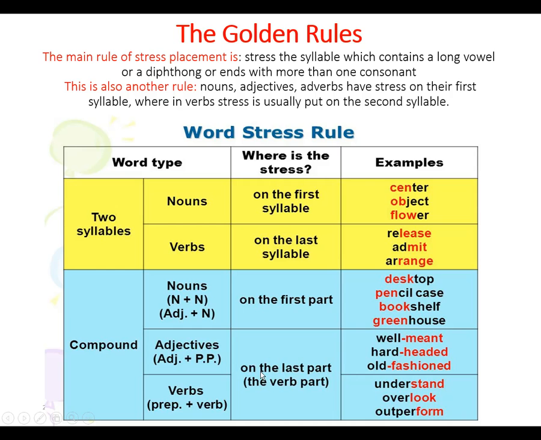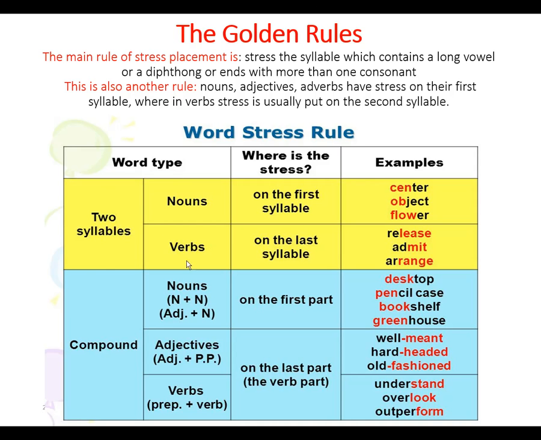Okay, finally let me summarize the rules. Here we have 2 golden rules. The main rule of stress: when I mark stress, I look at the important rule, which says stress the syllable which contains a long vowel or a diphthong or ends with more than 1 consonant. A second rule: nouns, adjectives, and adverbs have stress on the first syllable and verbs have stress on the second syllable. Of course, these rules are not absolute and there are exceptions, but they will help to a great extent.